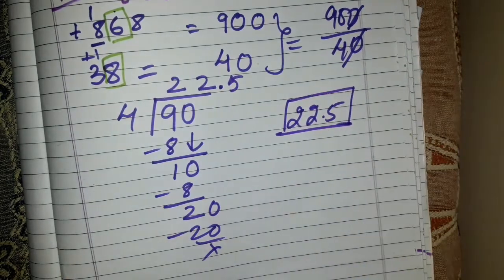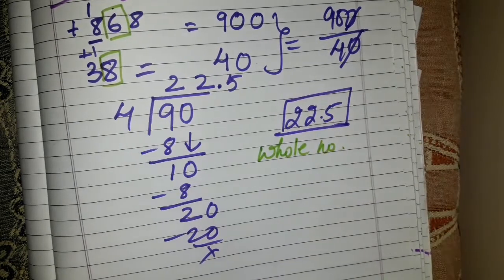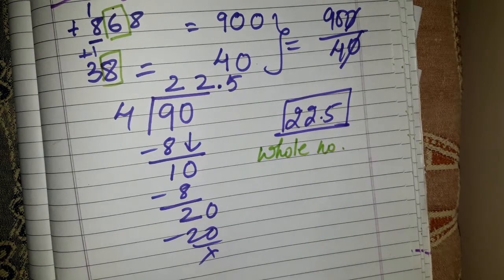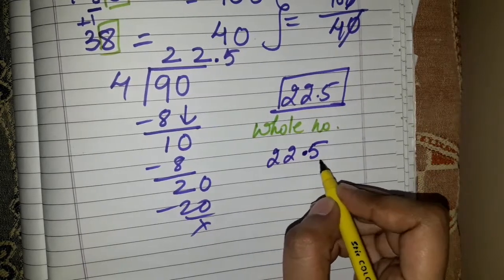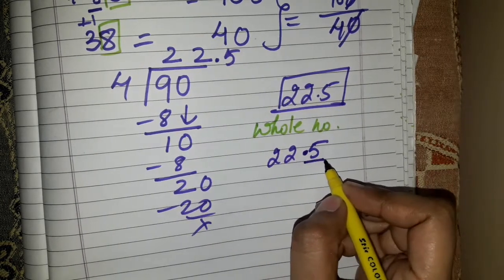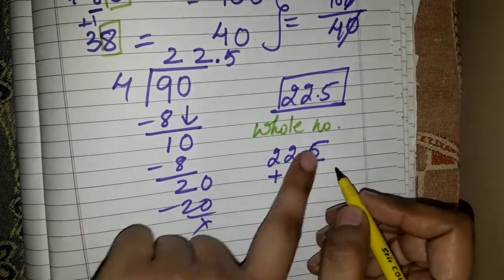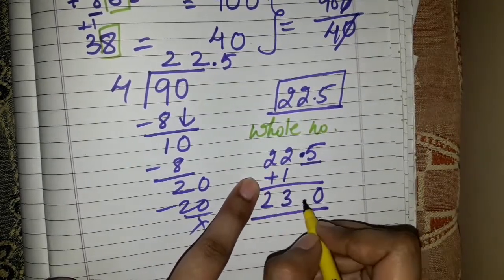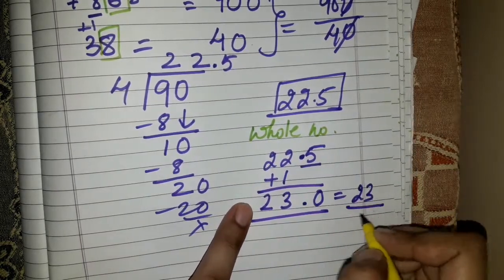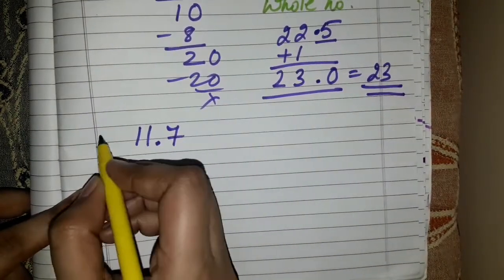This is a decimal number, but I want the answer in a whole number. Whole number means what? It should not have any decimal point, neither a decimal part nor a decimal number. It should be a simple plain number. So now 22.5, I will look at the digit which is coming just after the decimal point. Now this digit is 5. Okay, and the rule is what? 5 or more than 5, then you have to give plus 1 here and it becomes what? 2 plus 1, it will become 3, and this is 0. And 23.0 is 23.